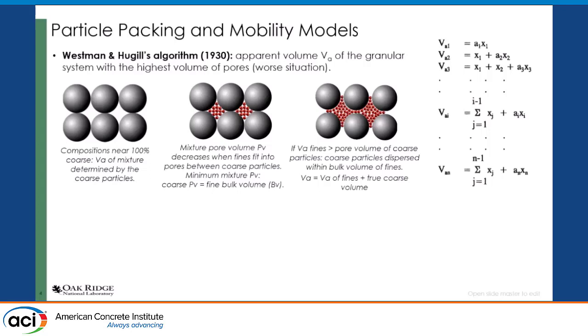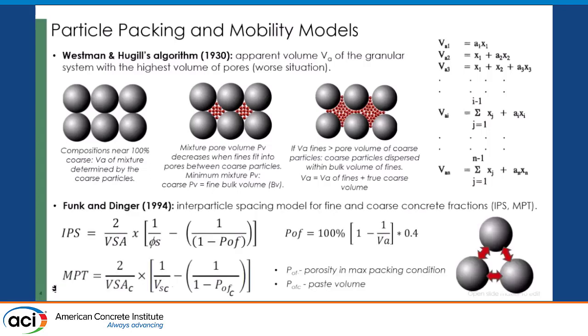Here's the algorithm to obtain the apparent volume of the granular system. And this is for the entire system. Now, we're not only talking about the aggregates, we're talking about aggregates and fines, right? And we get here this apparent volume of the worst situation. And then we use another equation that was proposed by Funk and Dinger in '94, in which using the apparent volume of Westman and Hugill, you can now estimate the distance between the particles.